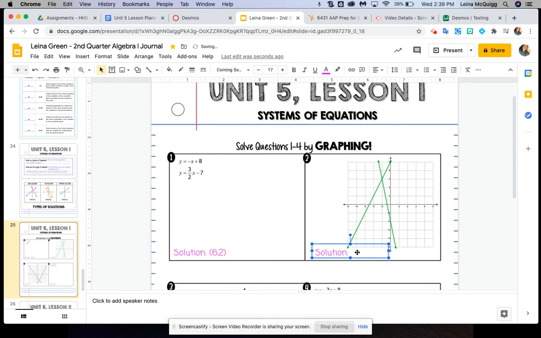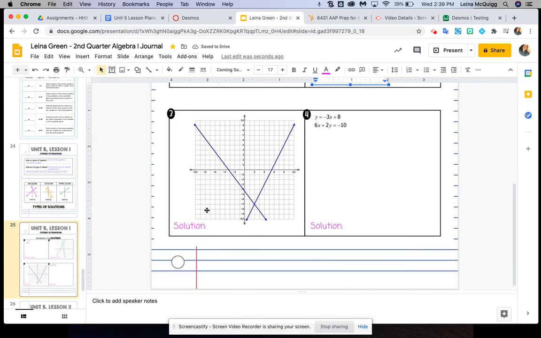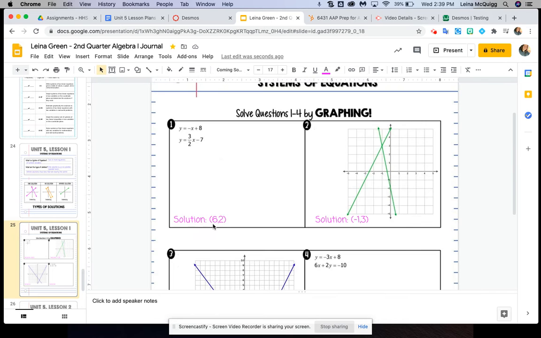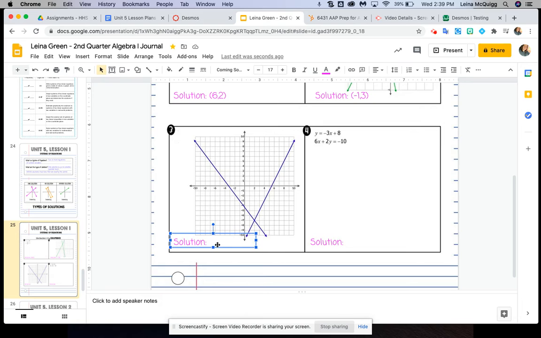I'm going to make this box just a little bit bigger. -1, comma 3. There we go. That's our solution. Number 3, we also have a graph. So I'm looking for where they cross right here. So I go to 2 and down to -7. Oops. What is happening? Why are you not letting me click? There we go. 2, -7.